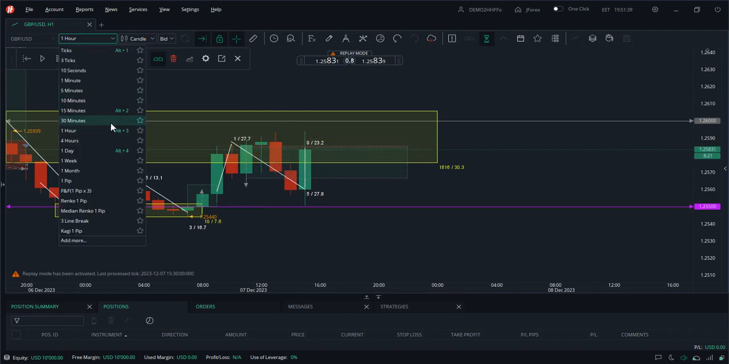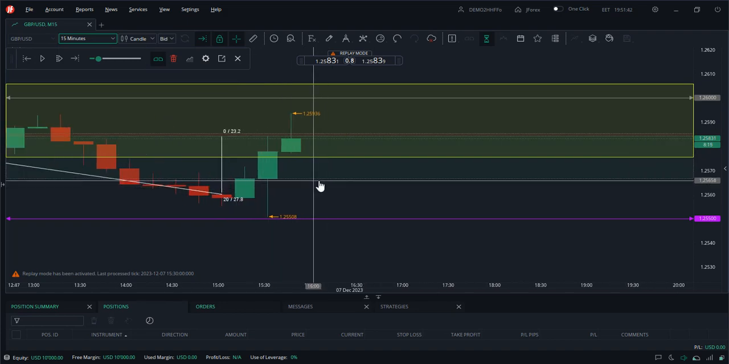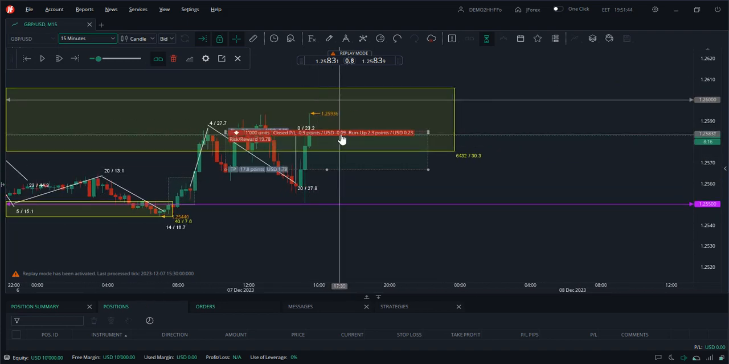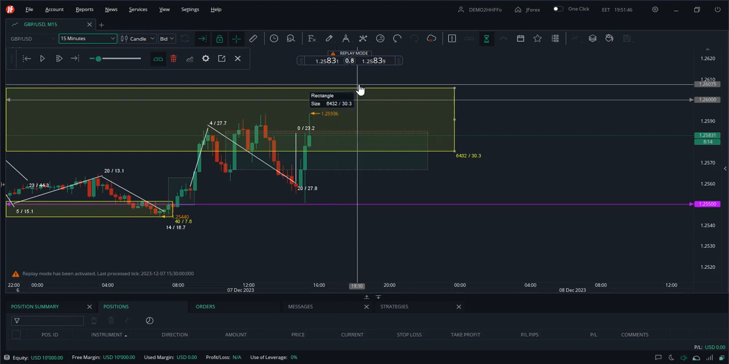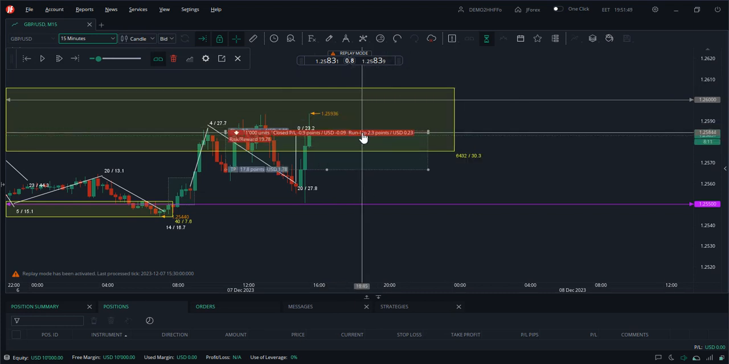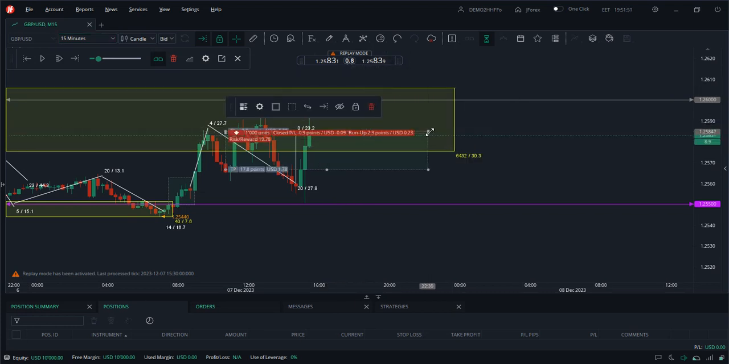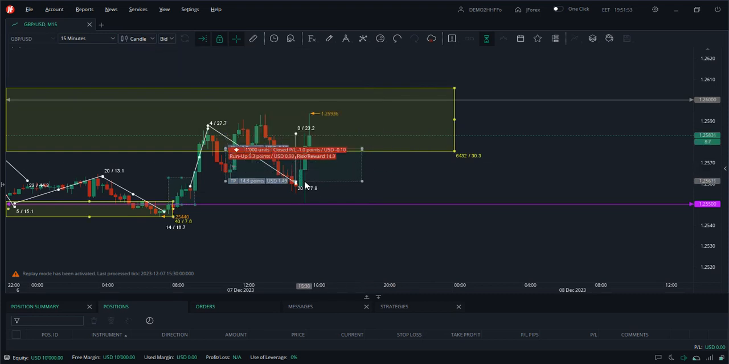Now let's go to 15 minutes. Shoot another sell from here. Another sell. I can still use this one here. Let me use this reward here.